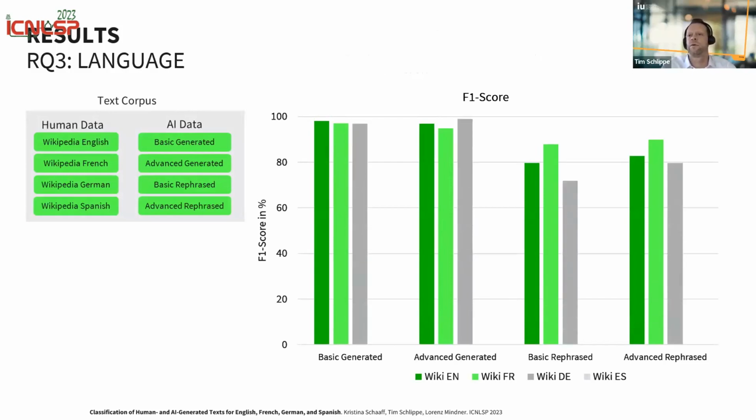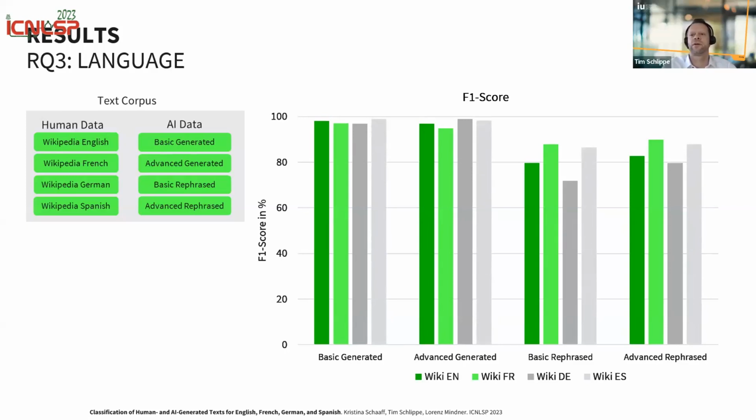Let's look at German. The detection of rephrased text is slightly worse, especially in the detection of basic AI rephrased text. And Spanish is comparable to French in the detection of AI-generated text, but better in the detection of AI-rephrased text. To summarize, we see similar patterns for basic and advanced AI-generated prompts over languages, but there are more differences for rephrased text. For example, if we look at German basic rephrased, which gives an F-score of 72%, while for French, the advanced rephrasing has an F-score of 90%.